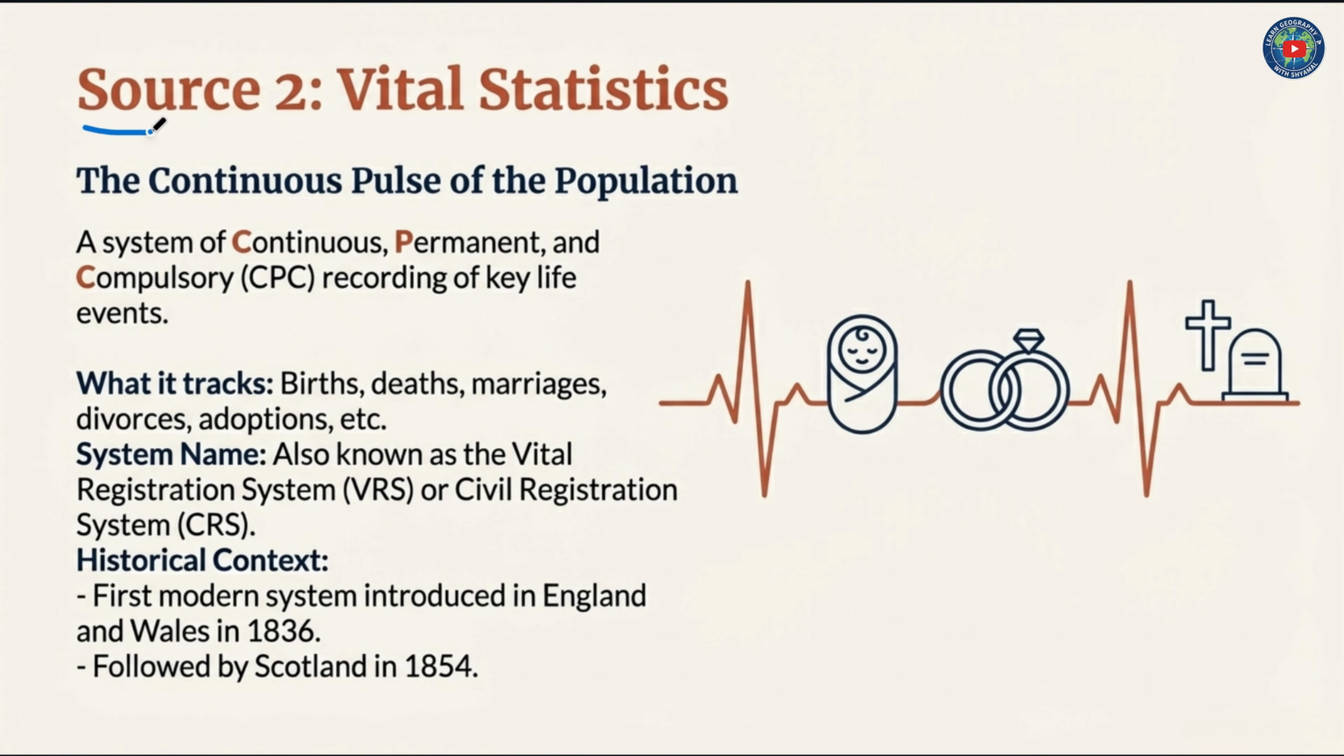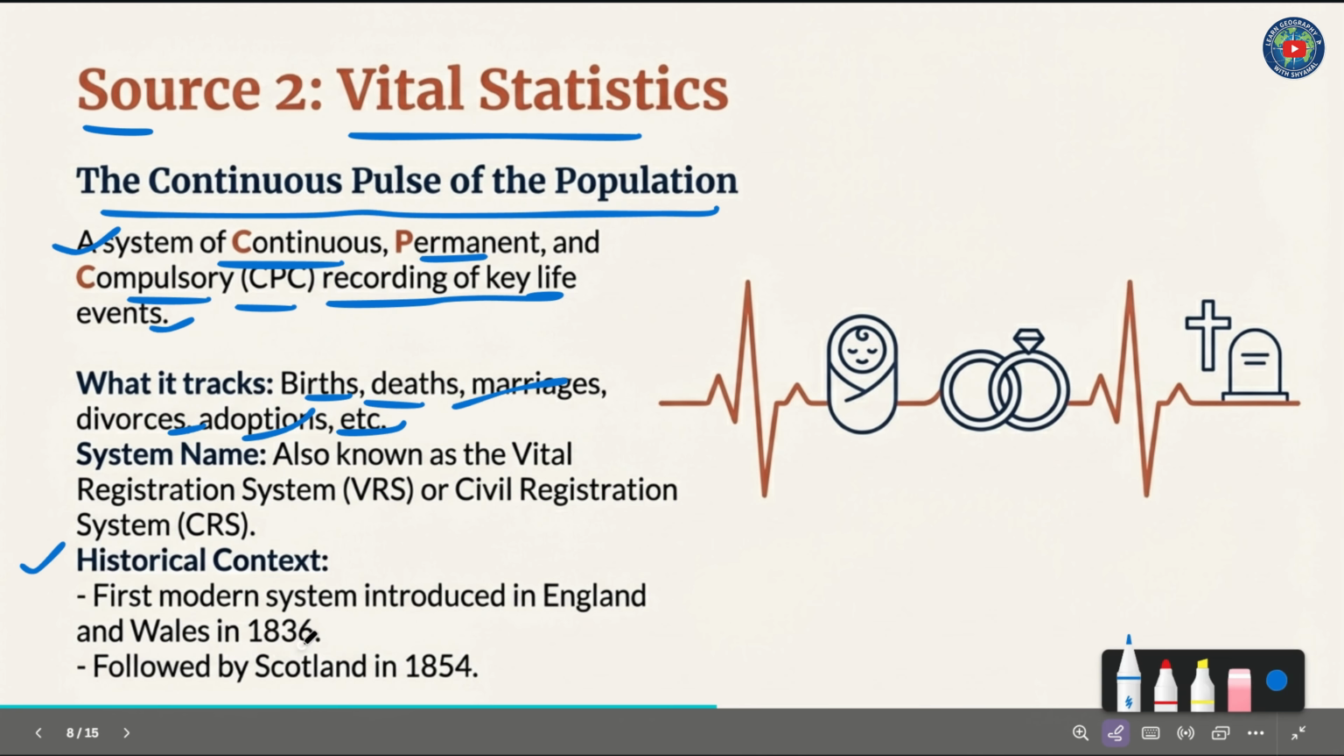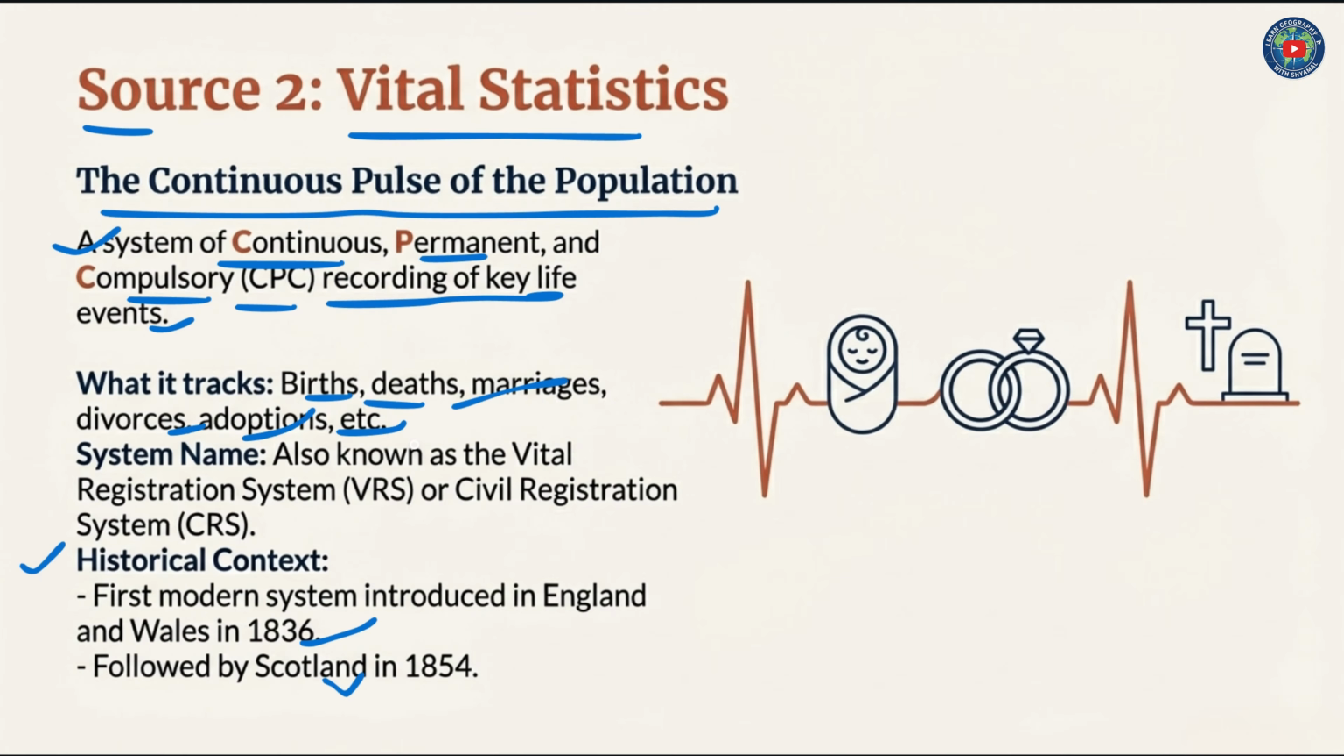Another source is vital statistics, the continuous pulse of the population. It is a system of continuous, permanent and compulsory, that is CPC, recording of key life events: births, deaths, marriages, divorces and adoptions, etc. The system is also known as the vital registration system, VRS, or civil registration system, CRS. Historical context: the first modern system was introduced in England and Wales in 1836, followed by Scotland in 1854.